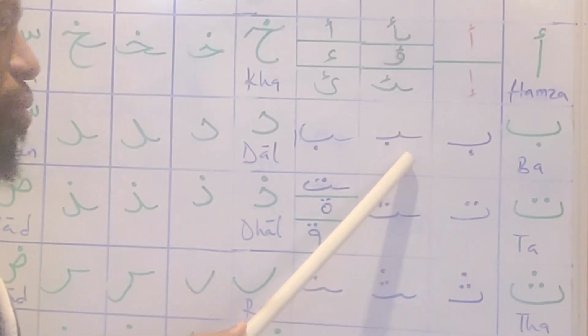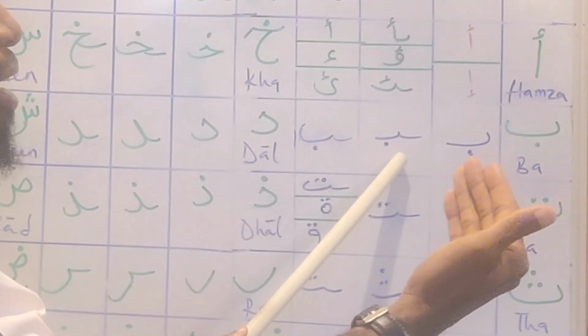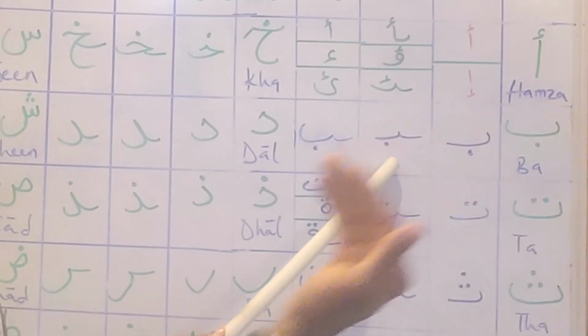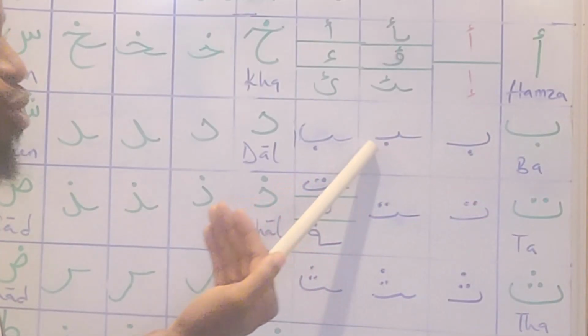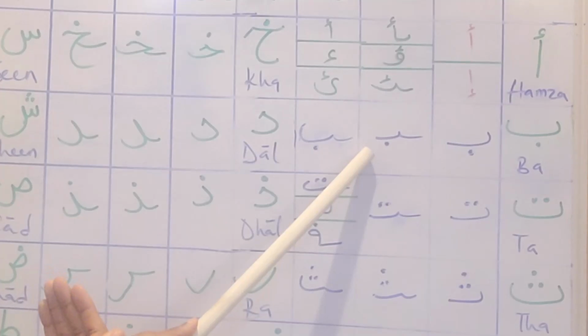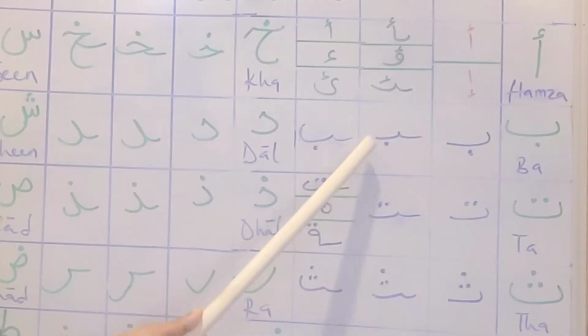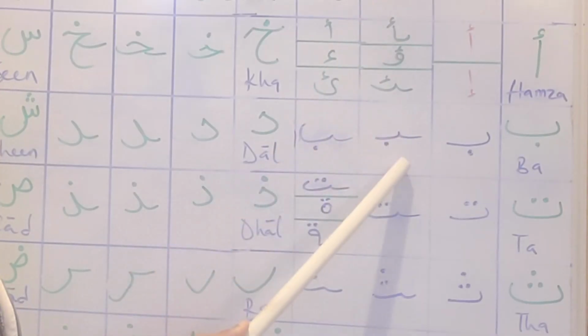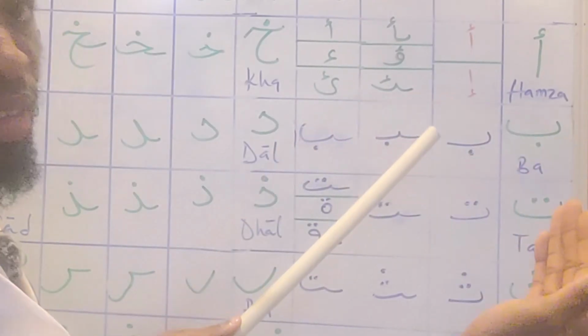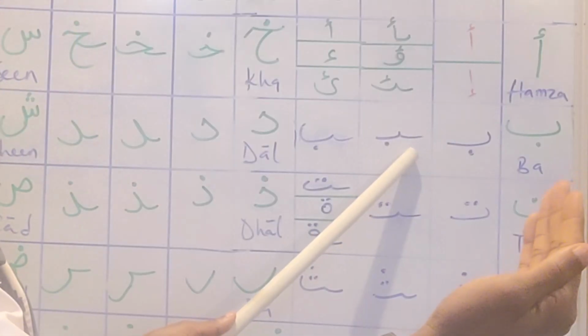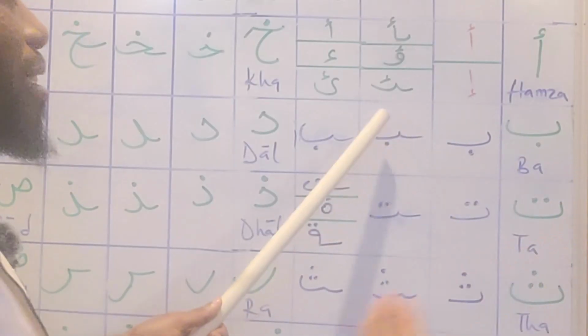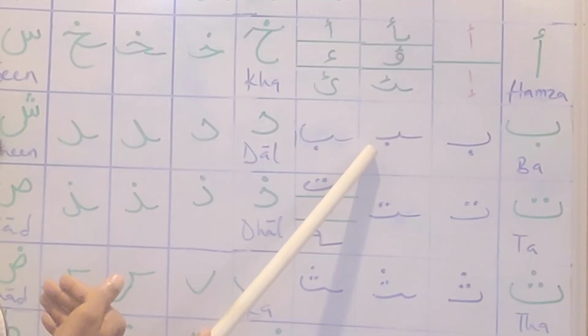Now, at the middle, the first right end is going to be open to receive something before, while it's also open at the other end to receive something after. Do we understand this? Ba is written at the middle this way. It means you can join something from the right-hand side, and at the same time, you can also join something from the left-hand side.